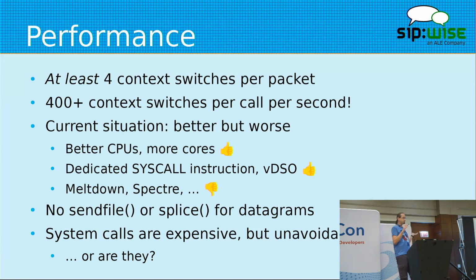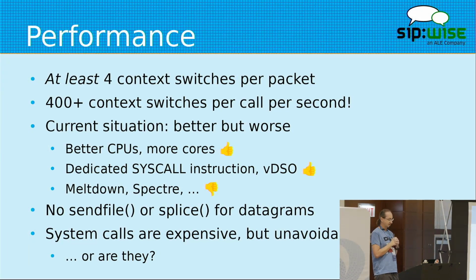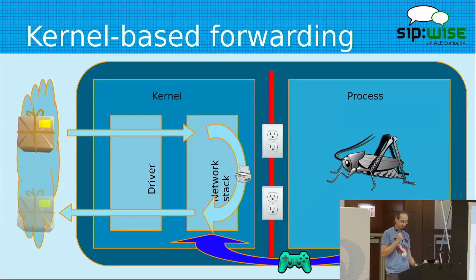There's also no special interfaces that the kernel provides to help here with UDP, because we're talking UDP only. For certain specific use cases, there's sendfile or splice, but for UDP, there's just nothing. And so there's no way around this. You have to do this send and receive dance for UDP packets. Unless you manage to avoid them altogether, which is what we did.